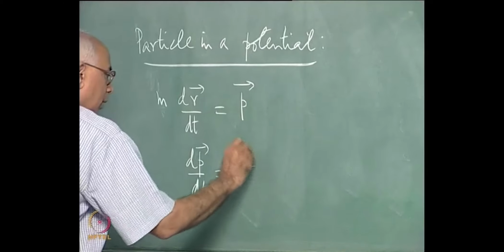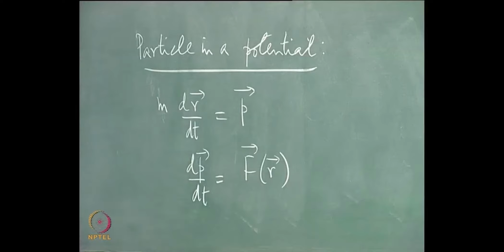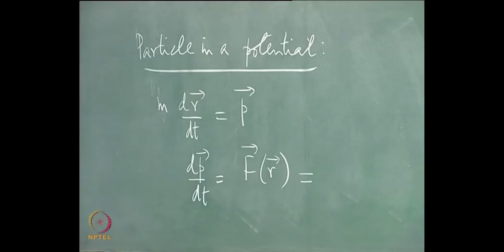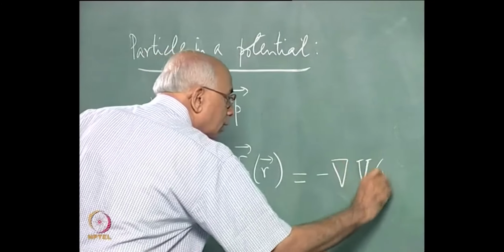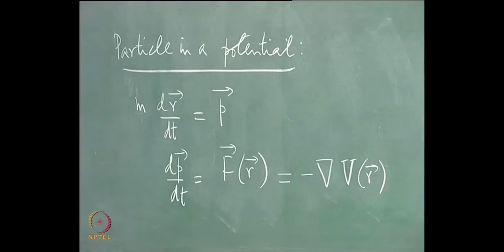If this force is time independent, no explicit time dependence, and depends only on the instantaneous coordinate of the particle, then it is some f of r. And if this force is conservative, which means it is the gradient of some scalar potential which has the connotation of a potential energy of the particle, then this is equal to minus the gradient of a potential V, which is a function of the coordinates of the particle. This is what you would write down as the normal equations of motion.